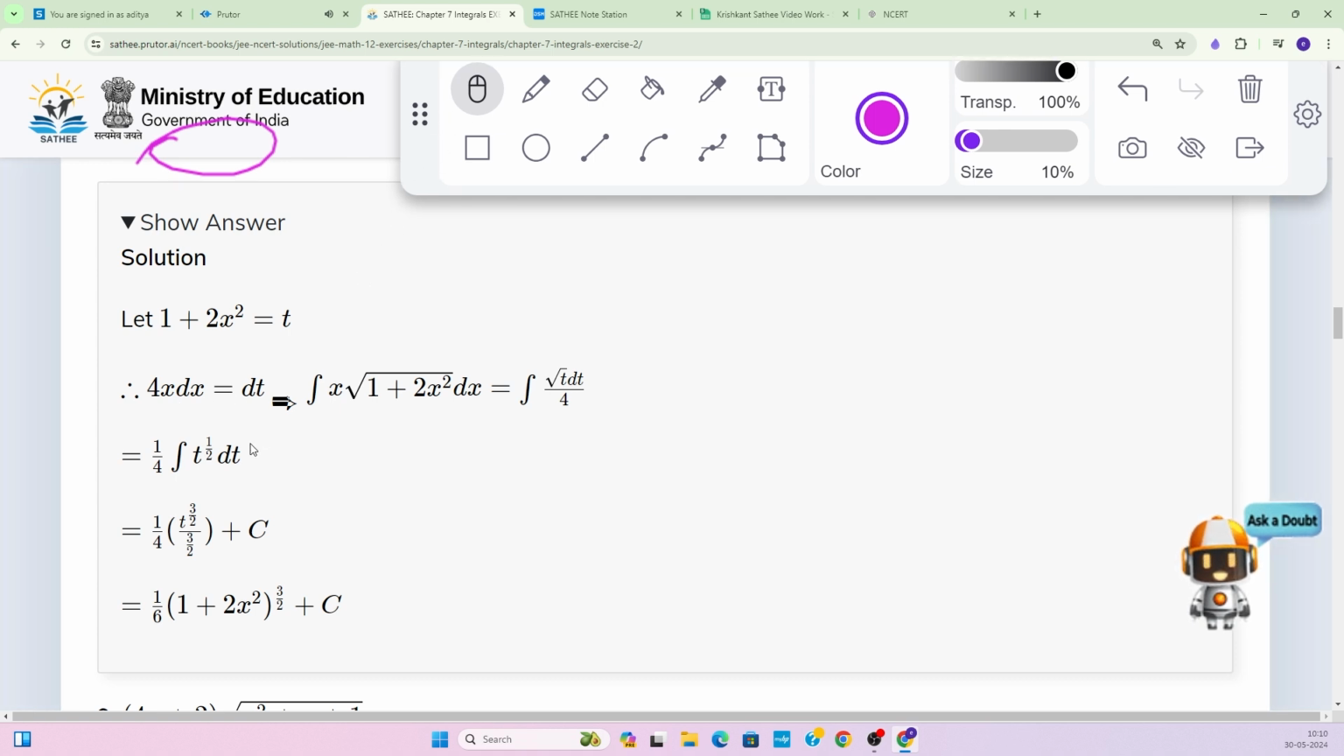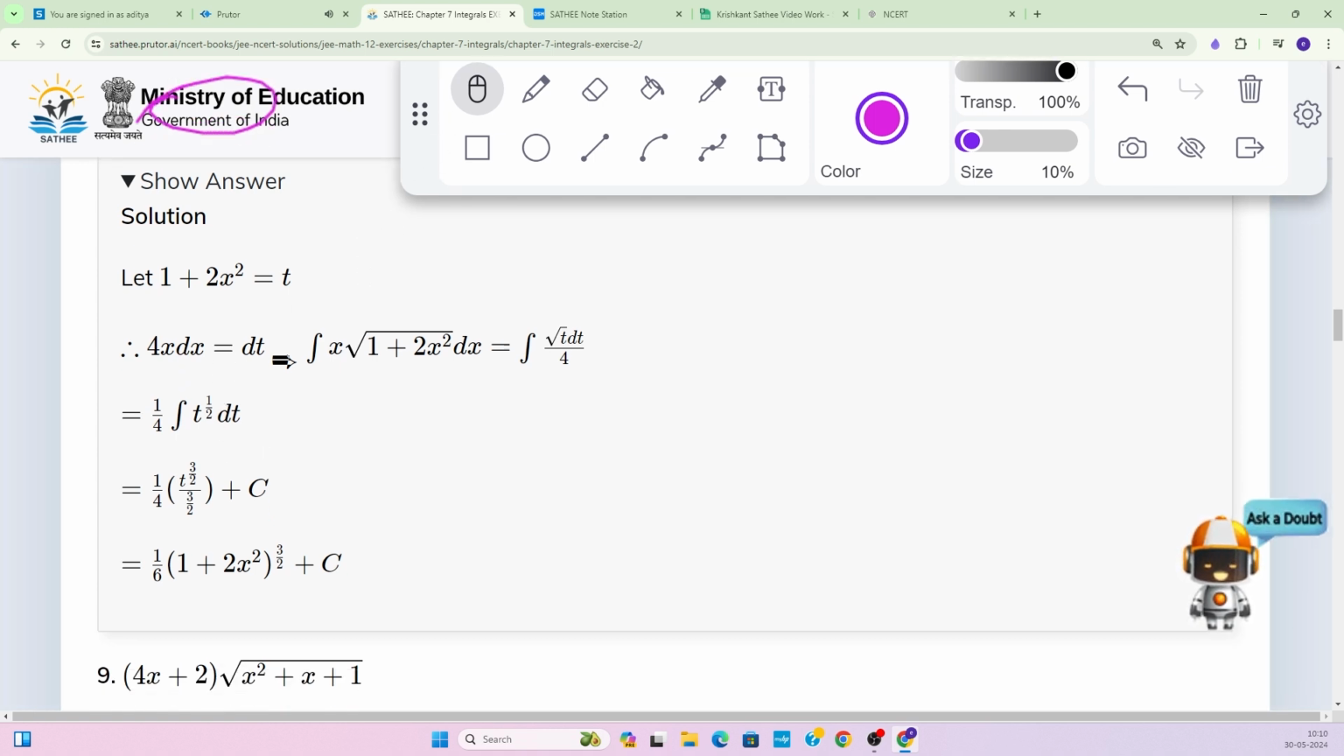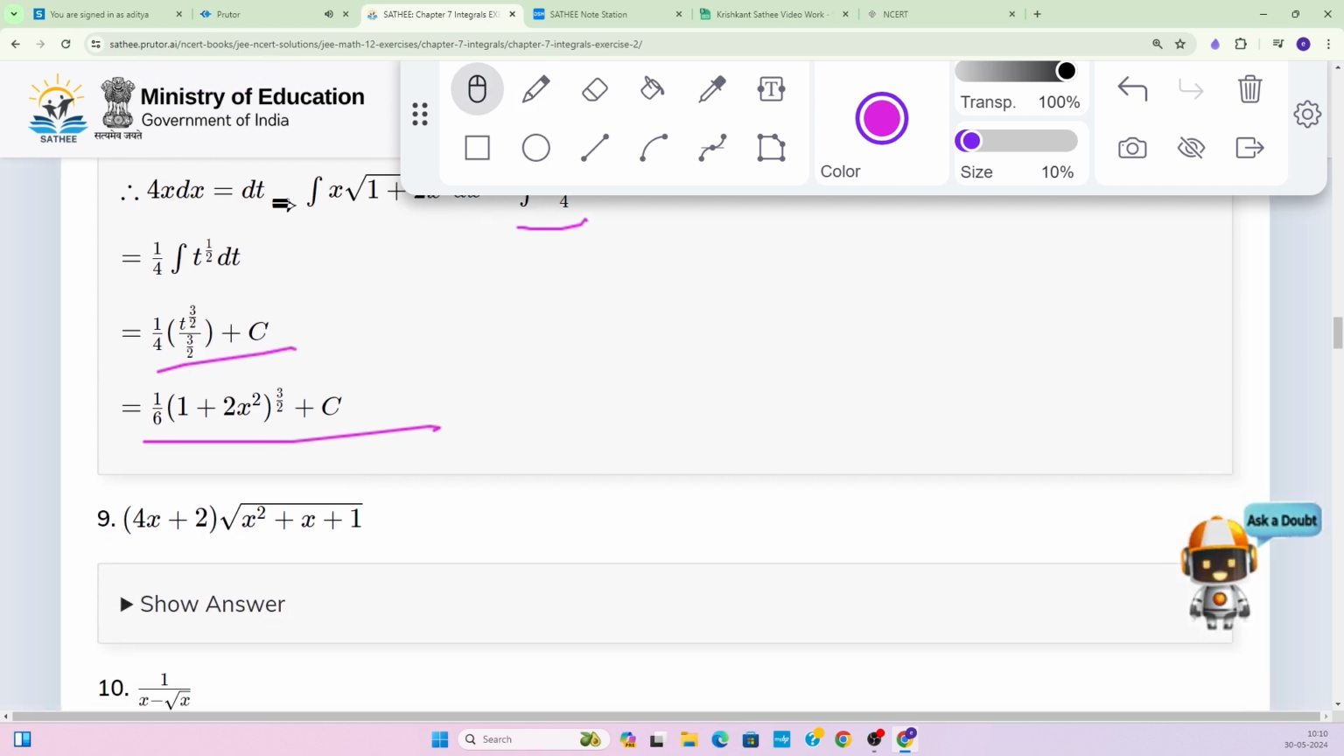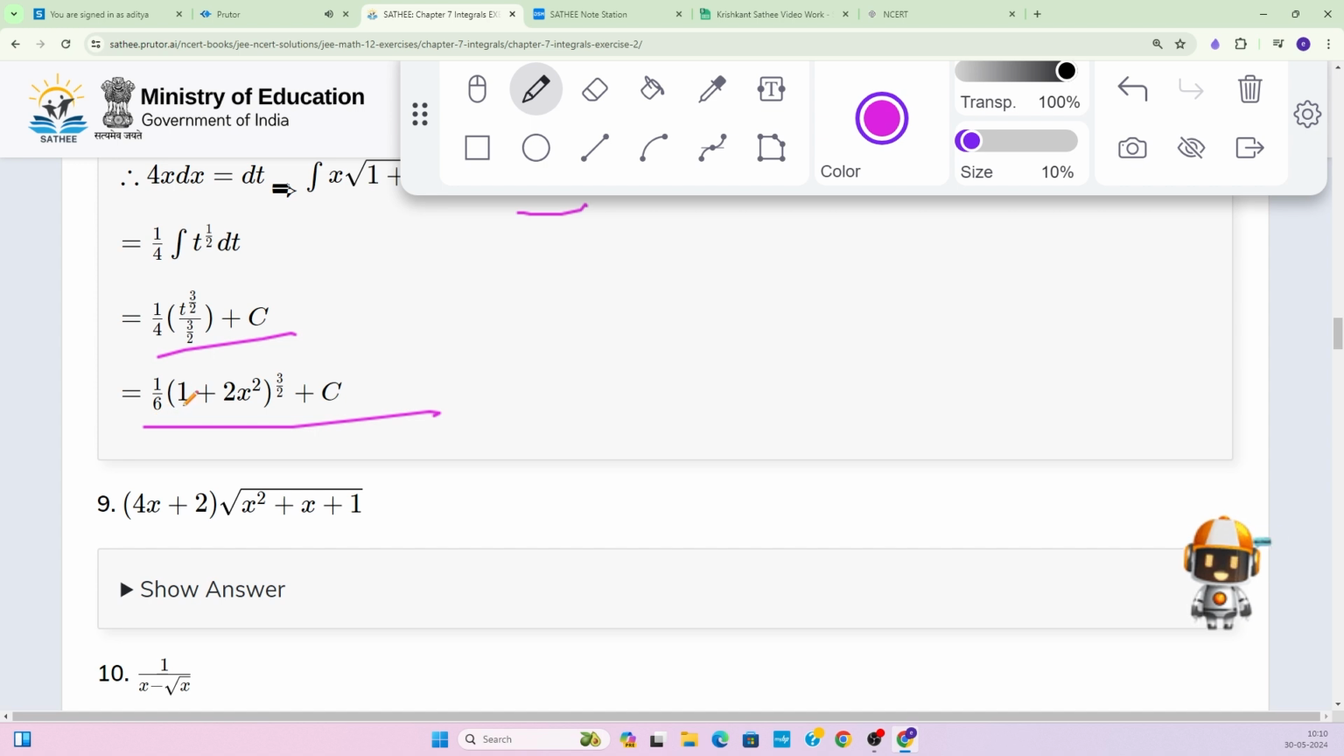So replacing x dx by dt by 4, you will have your expression now as integration root t by 4 dt. Using the same previous result, you will have 1 by 4 integration of root t. This means 1 by 4 multiply t power 3 by 2 divided by 3 by 2 plus some constant. The final answer will be in terms of x. Substitute t as 1 plus 2x square. You will get your answer as 1 by 6 multiply with 1 plus 2x square whole power 3 by 2 plus some constant. Okay, clear?